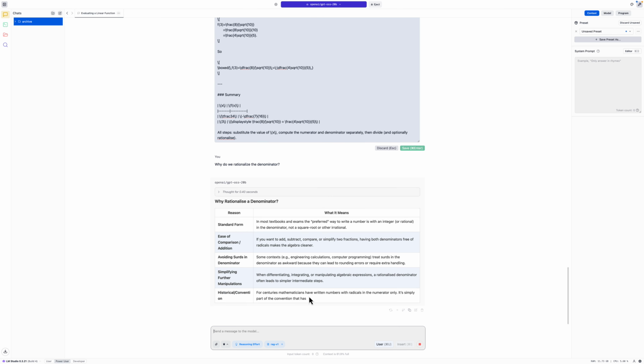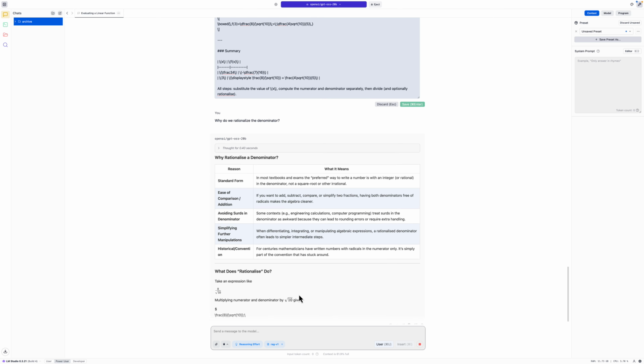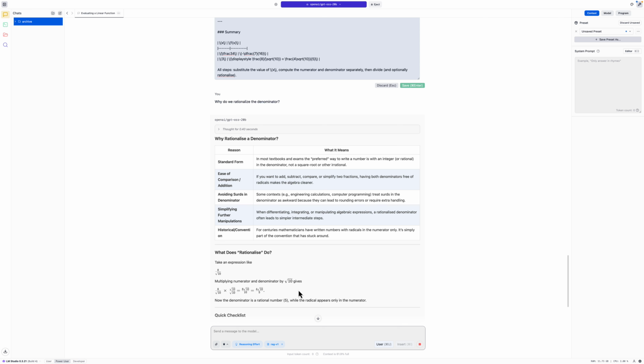Standard form. In most textbooks, the examples are preferred. The way to write a number with an integer in the denominator, not a square root. Ease of comparison and addition. If we want to add, subtract, compare, or simplify two fractions, having both denominators free of radicals makes the algebra clear. Oh, okay. Avoid surds in denominators. Some context, engineering calculations, computer programming, treat surds in a denominator as awkward.